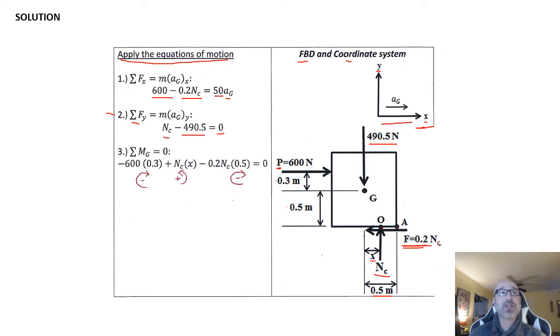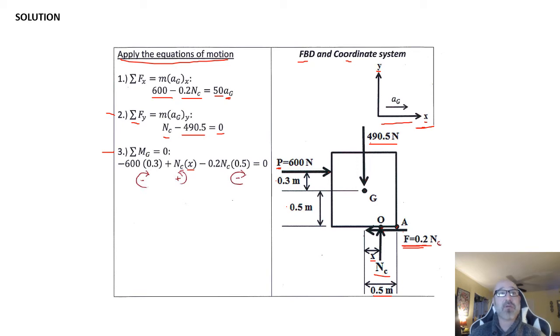The last thing I want to do now is talk about this third equation of motion, because if you see here, I have an a sub g and an N sub c up here that I don't know. I can solve for my N sub c here. So I can use these to solve for my a sub g based upon my N sub c, but then I'm also going to need to come down here and solve for my third unknown, x. So three unknowns: x, N sub c, a sub g. I need three equations of motion here.